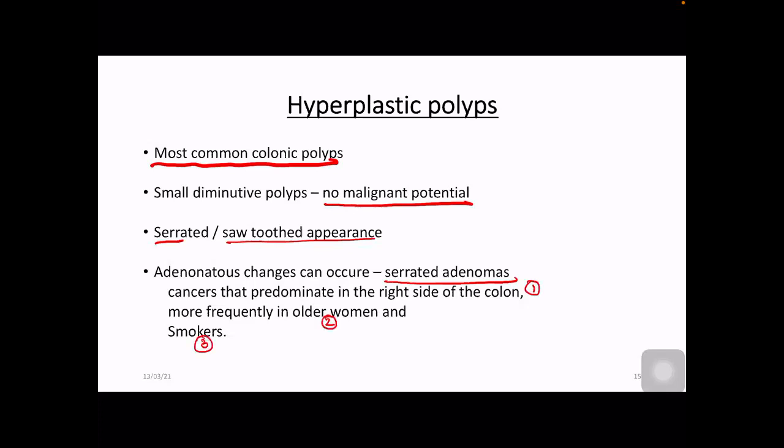Hyperplastic polyps typically have a serrated or sawtooth appearance. They don't have malignant potential at all, but sometimes, very rarely, adenomatous changes can occur, forming a serrated adenoma. And what is the peculiar feature of serrated adenoma? It occurs on the right side, in older women, and in smokers. Fine.